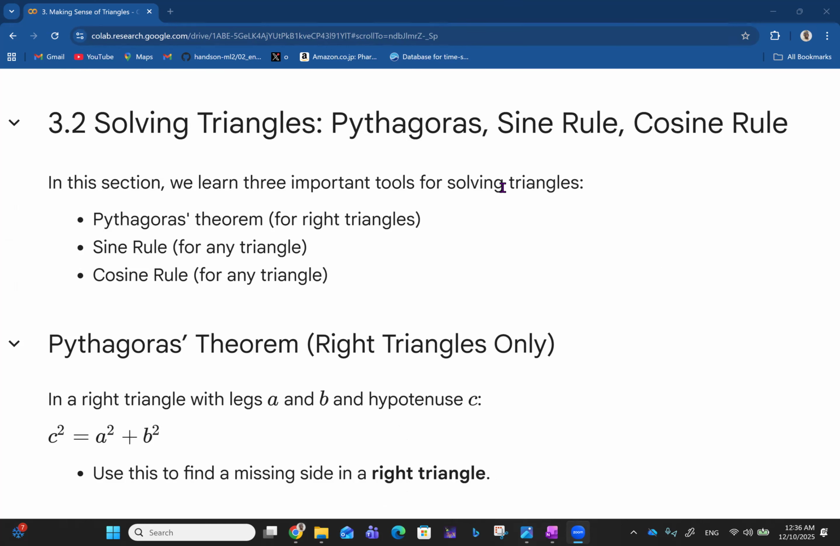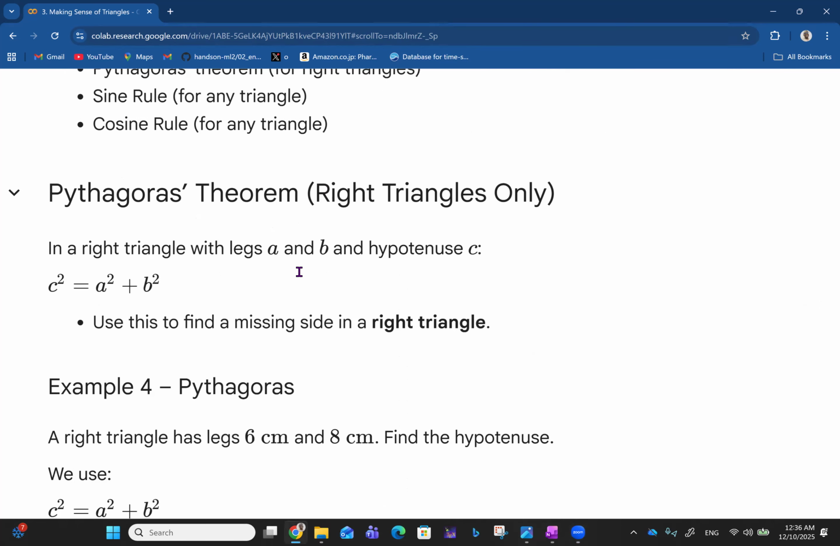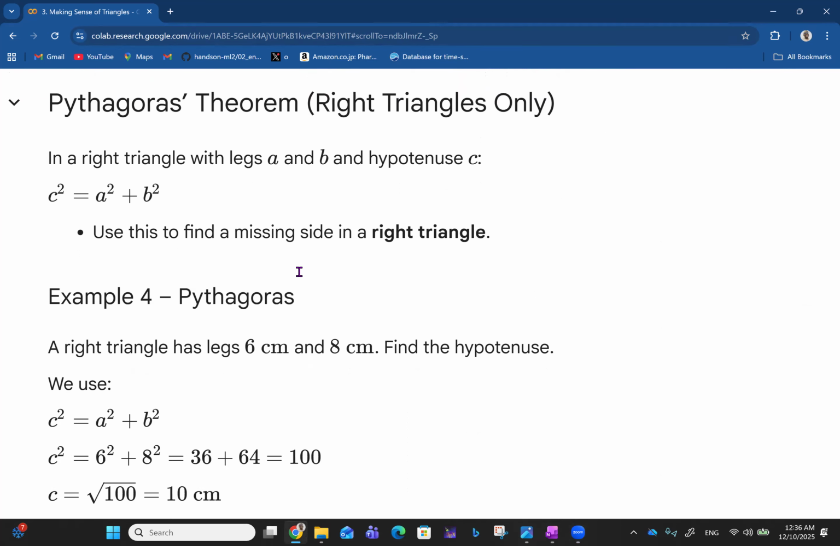So in this section, we learn three important tools for solving triangles: the Pythagoras theorem for right-angled triangles, then the sine rule for any triangle, and the cosine rule for any triangle too. Of course, with specific properties, by the way. So first of all, let's go for Pythagoras theorem.